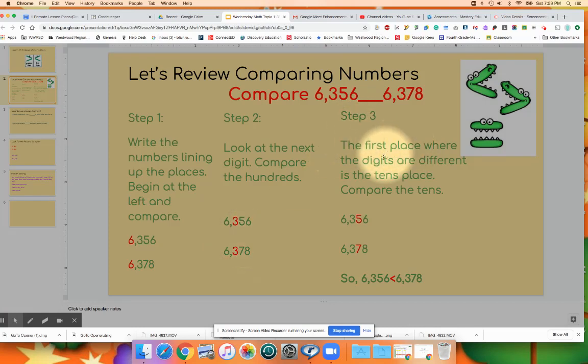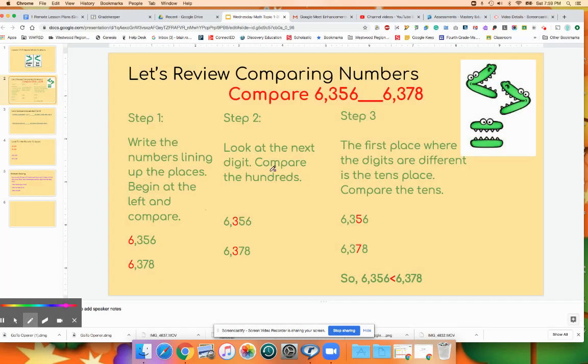The first place where the digits are different is in the tens place. So let's look here. In this number, there is a 5 in the tens place. And in this number, there is a 7. Okay. So if I use my pen here, I would say 6,356 is less than 6,378. So remember, my alligator, chomp, chomp, chomp, is eating the larger number. Okay? All right.